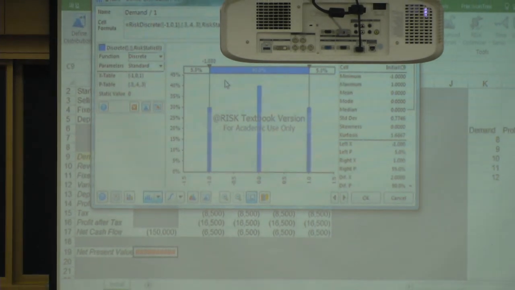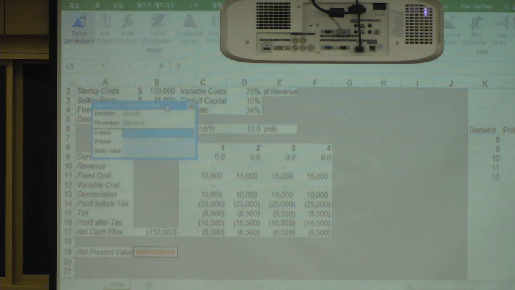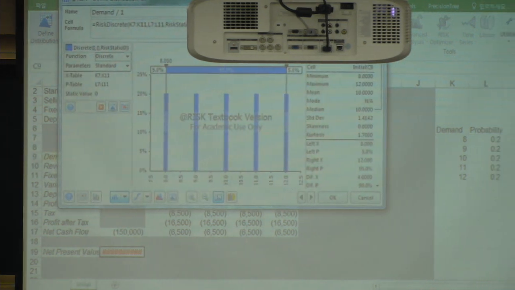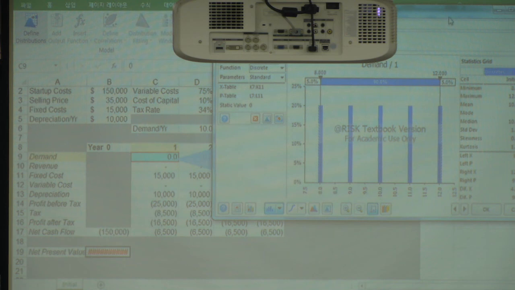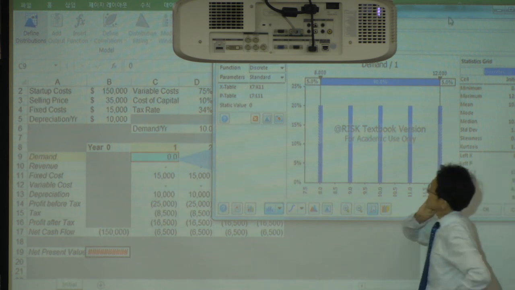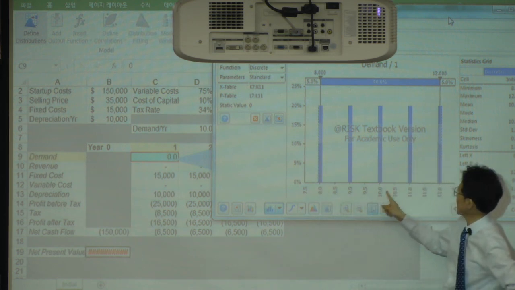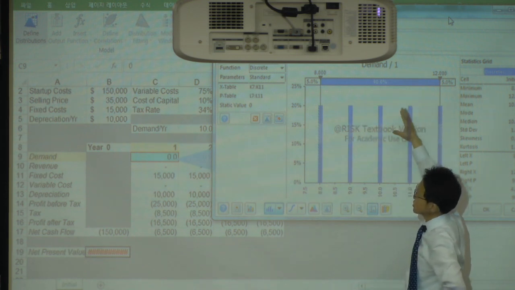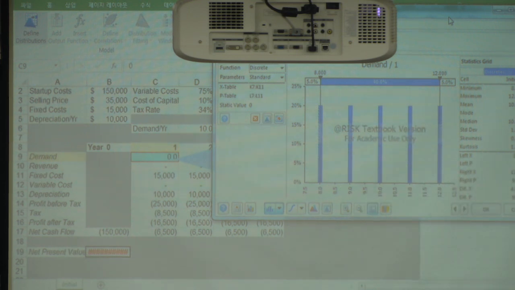discrete distribution. And it asks about X table and P table. So I click this one, and then it asks me about X values. So that's X values. And then a P table, that's the P table. Okay, so then it automatically gives us this probability distribution, 8, 9, 10, 11, 12, all the same, 20% probability. So I define this probability. Okay.